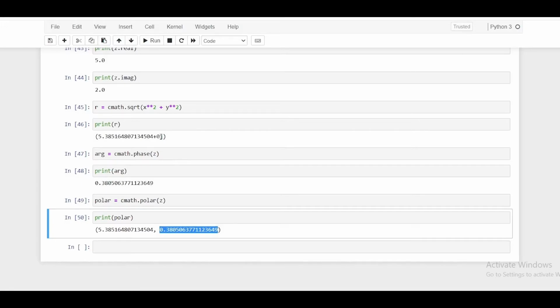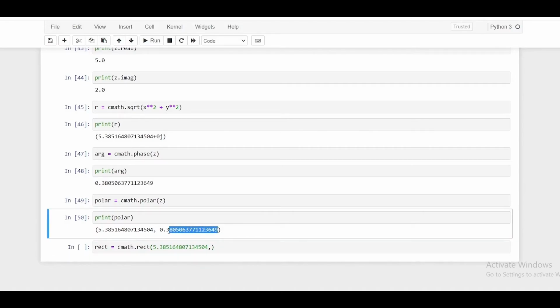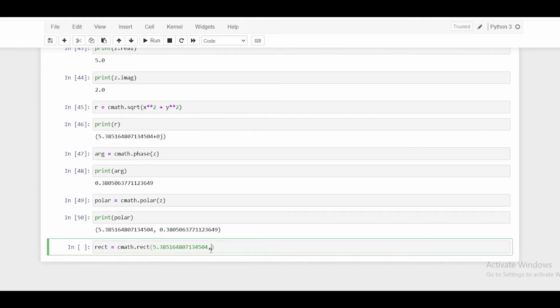So next, we'll see how we convert a polar form into Cartesian form again. So for Cartesian form, we'll use a method known as dot rect, which is nothing but a rectangular coordinate. Cartesian form and rectangular coordinates are equally the same. So we use dot rect, and the dot rect method needs two arguments to be present inside the brackets. In order to do that, let us first take the real part, which is the r, and let's print it out. Let us take 5.385, and let us take the argument or theta and put it inside our bracket.